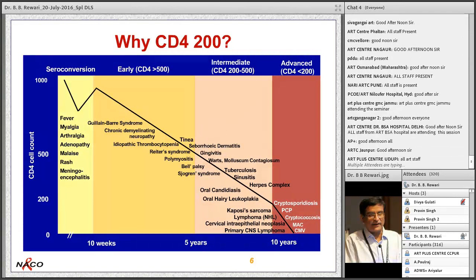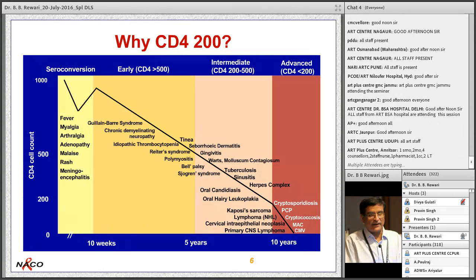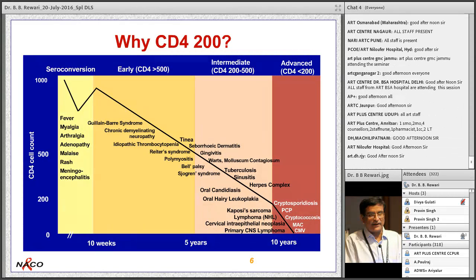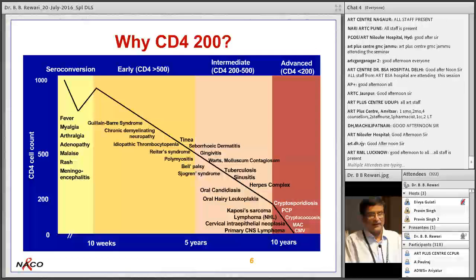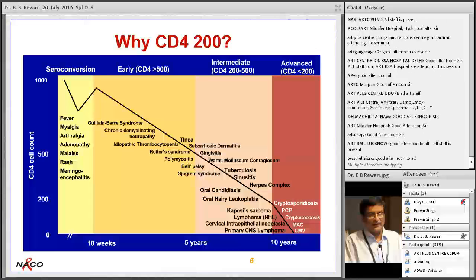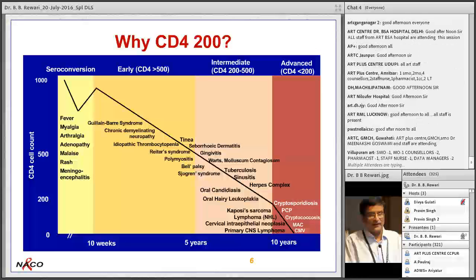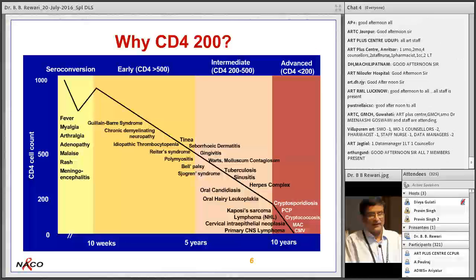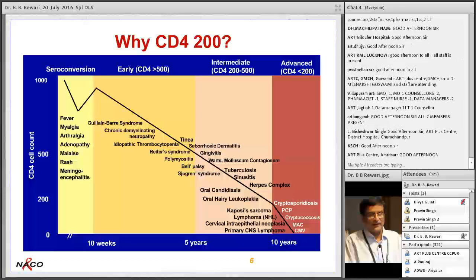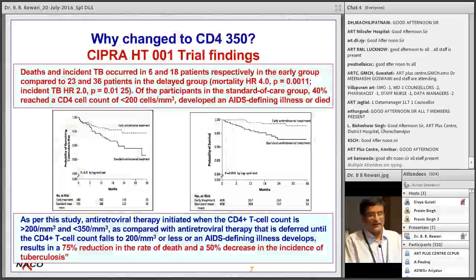If you look at when the CD4 count is less than 500, you get most of the opportunistic infections, and when the CD4 count goes below 200, then you get what is called AIDS defining illness. That was the basis for recommending starting ART when your CD4 count is less than 200 or the person has advanced immune suppression. Now, moving on to beyond 200, there was a recommendation, why move to 350?